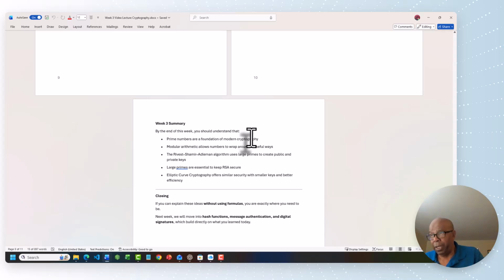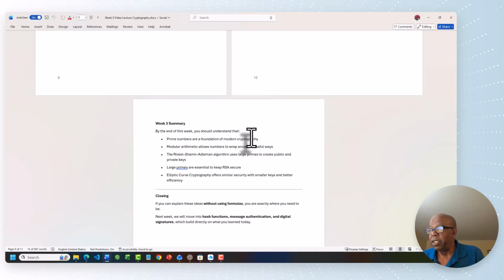Week 2 summary. At the end of this week, you should understand that prime numbers are the foundation of modern cryptography. Modular arithmetic allows numbers to be wrapped around, so it basically takes a large range and moves it into a smaller window. The RSA algorithm uses large prime numbers, and large prime numbers are essential to make RSA work. Elliptic curve cryptography offers similar security, but with smaller keys and better efficiency.